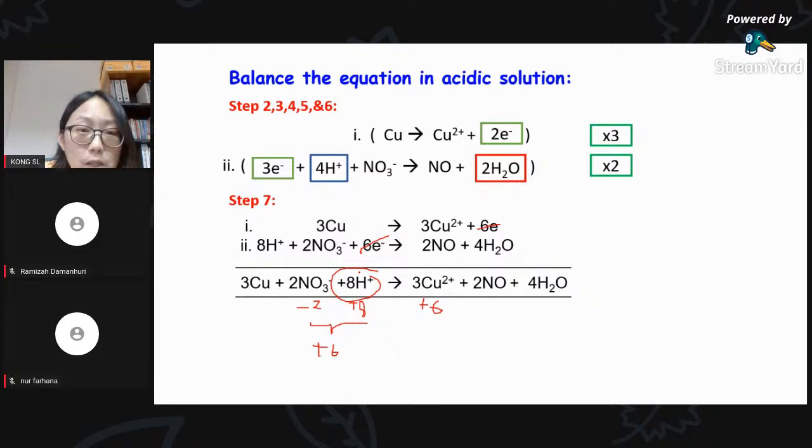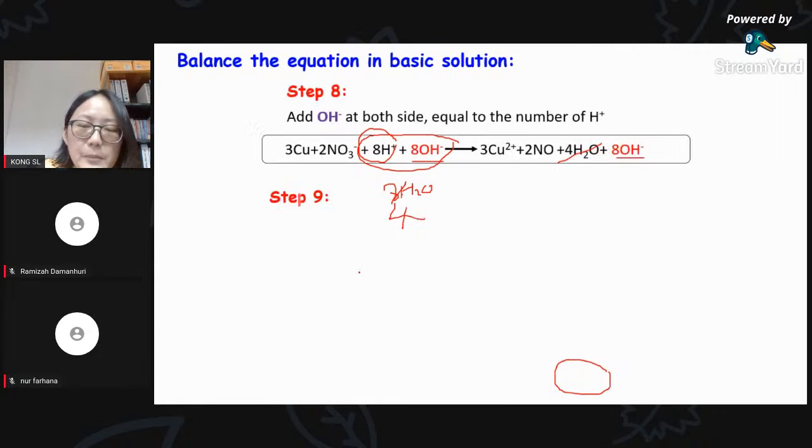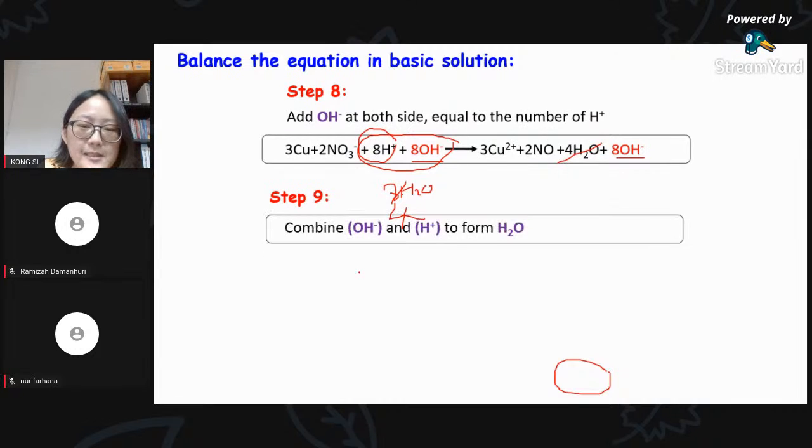Kalau soalan suruh buat acidic medium, sampai sini sudah cukup lah, tak payah proceed lah. Kalau soalan suruh basic medium, baru proceed sampai sini. Jangan pergi buat extra, tak cukup masa nanti. Baca soalan betul-betul, highlight.